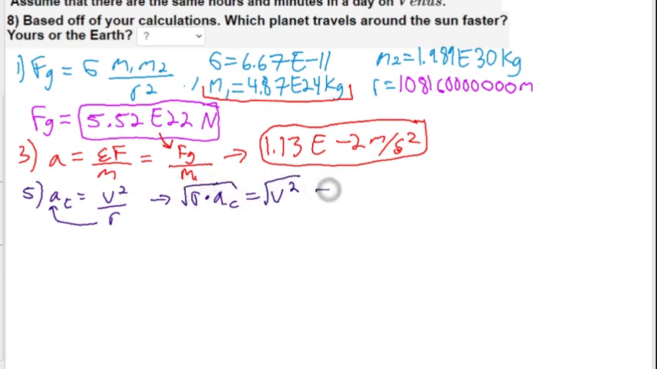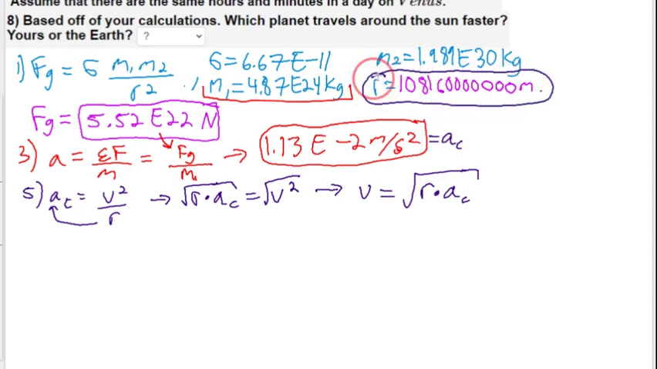So let me simplify this so it looks a little bit nicer. We have V is equal to the square root of R times the centripetal acceleration. We said before, our centripetal acceleration is right here. We just solved for it in the previous problem. And our R is right here. Same R that we were using before because it is orbiting. So we're going to use this R again. Go ahead and plug those numbers into our equation. And we find out that the velocity that Venus is orbiting the sun at is about 3.5 e4. And it's a velocity, so it should be meters per second.